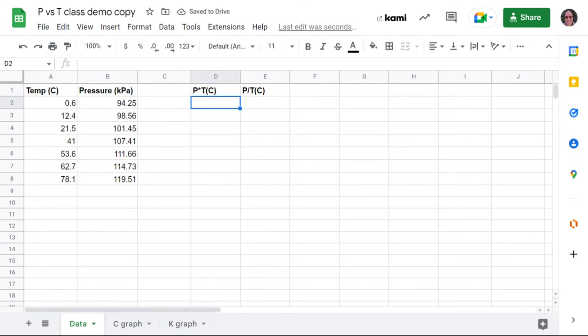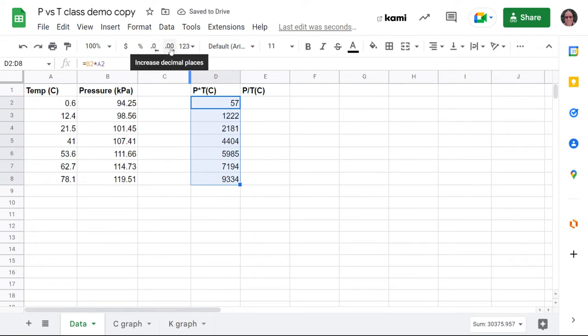And to remind you how to do this on the spreadsheet, first you type the equal sign because that lets the spreadsheet know you're going to do math. And then you single click on the pressure column and then star for the times and single click on the temperature column. Press enter and then click back and then click and hold on the little square and drag down, and that will do the same math for all of them. You can use these buttons up here to increase or decrease your decimal places. I have it set right now to the ones.